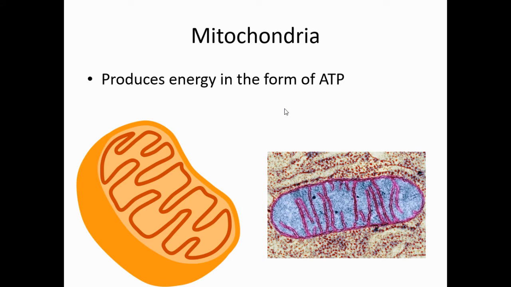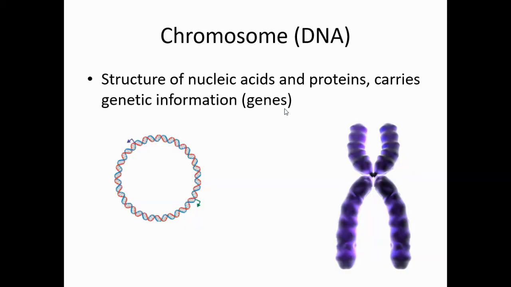Mitochondria are going to produce ATP. You know, the mitochondria is the powerhouse of the cell. I don't know how many times you guys have heard that one before. Chromosome is a structure of nucleic acids and proteins, and it carries genetic information, which is your DNA. In bacteria cells, it is a nice little circle. In our cells, it forms an X.